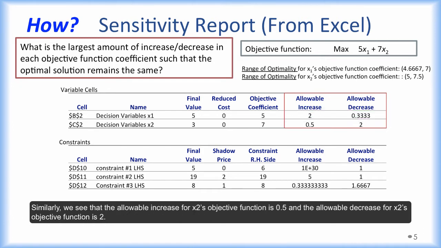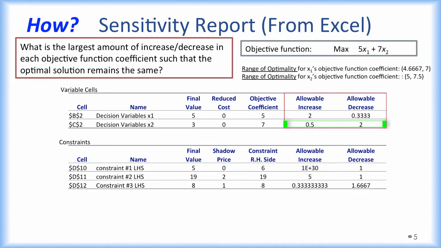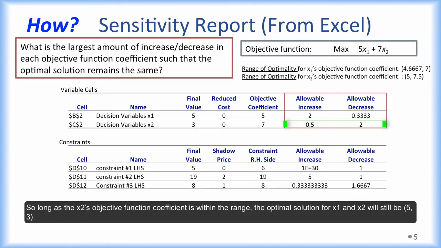Similarly, we see that the allowable increase for x2's objective function is 0.5 and the allowable decrease for x2's objective function is 2. So, the range of optimality for x2's objective function coefficient is between phi minus 2 and phi plus 0.5 if all other parameters remain unchanged. So long as x2's objective function coefficient is within the range, the optimal solution for x1 and x2 will still be phi and 3.